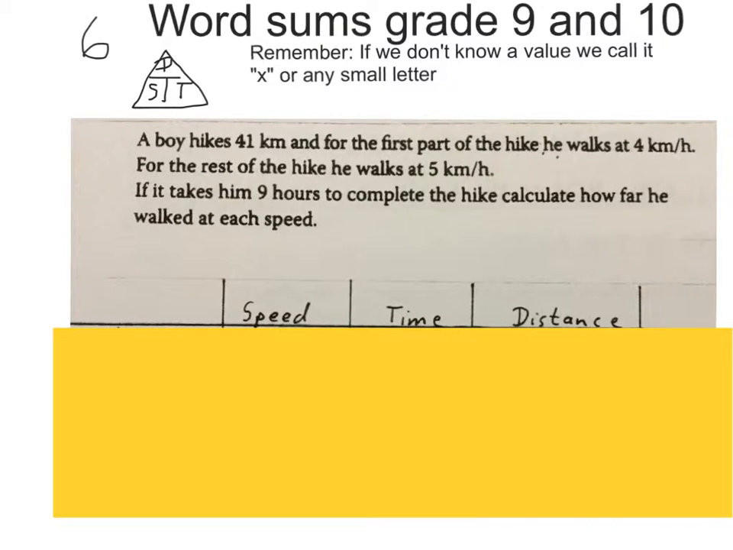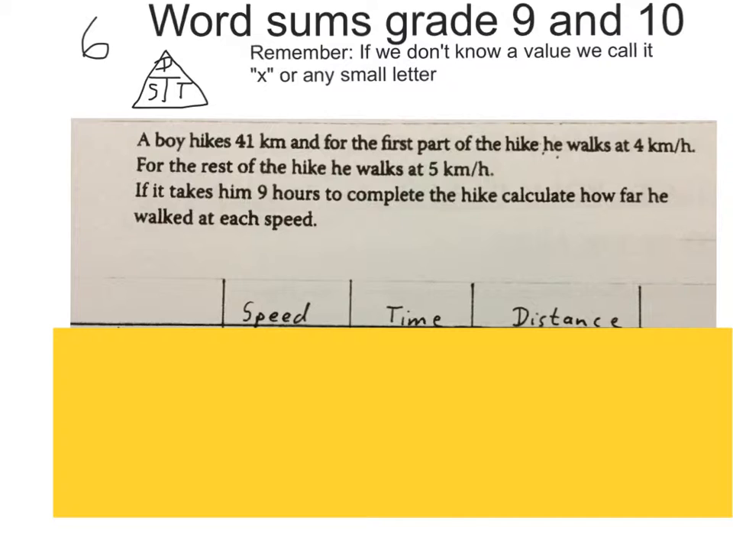The first question we're going to do is: a boy hikes 41 kilometers, and for the first part of the hike, he walks 4 kilometers an hour. For the rest of the hike, he walks at 5 kilometers an hour. If it takes him 9 hours to complete the hike, calculate how far he walked at each speed.